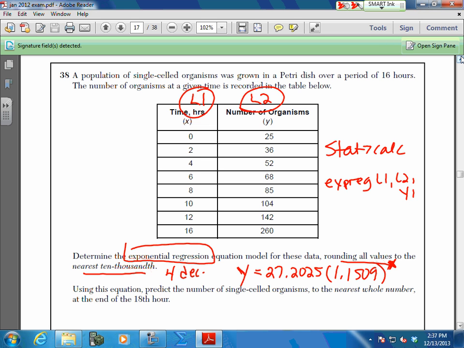Now, the second part of this is part A. I like to label these so you don't forget. Part B says, using this equation, predict to the nearest whole number at the end of the 18th hour. Hours is your x value. So show the substitution. You're going to show y is equal to, just list everything back out. Show the substitution. You have to show work. If you don't show work, you're not going to get credit for this problem.